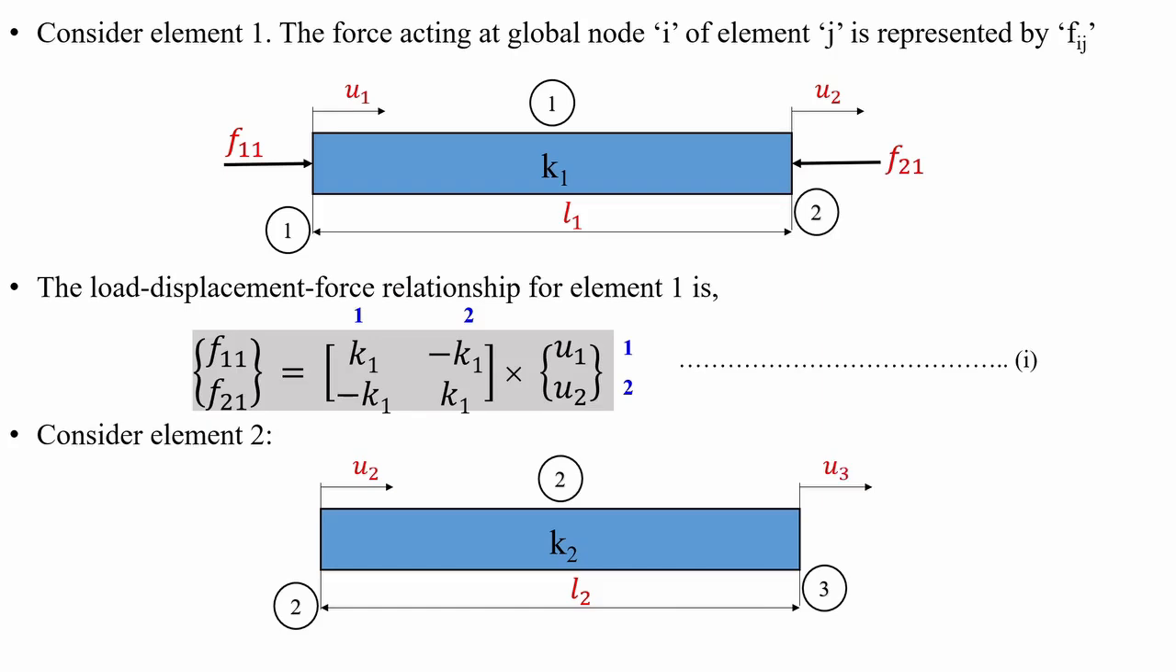Now let us mark the forces acting at node 2. It will be Fij. So I is the node number, which is 2, isn't it? And the element number is 2. So it will be F22. Similarly, here, node number 3, element 2, so it will be F32. So this is the free body diagram of element number 2.